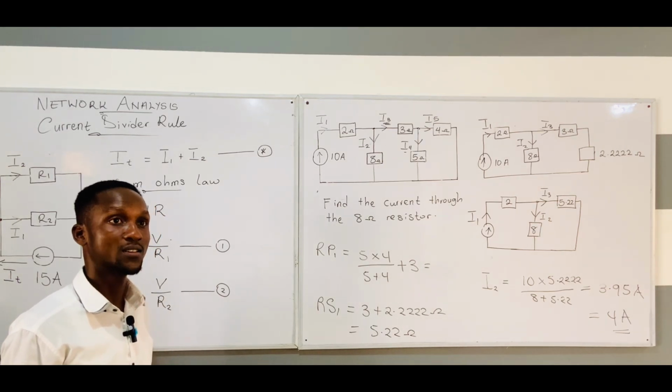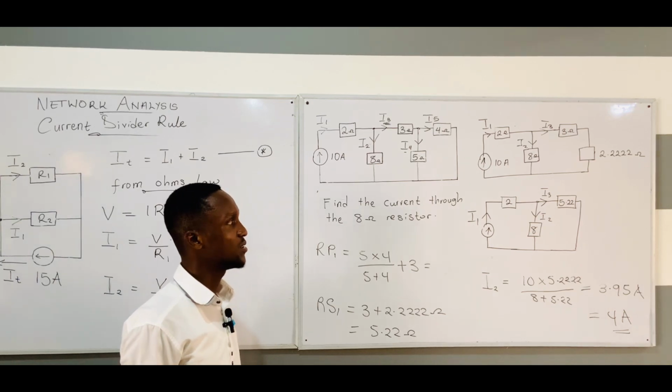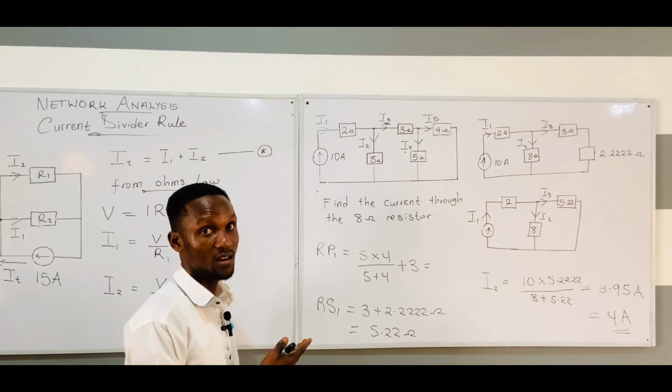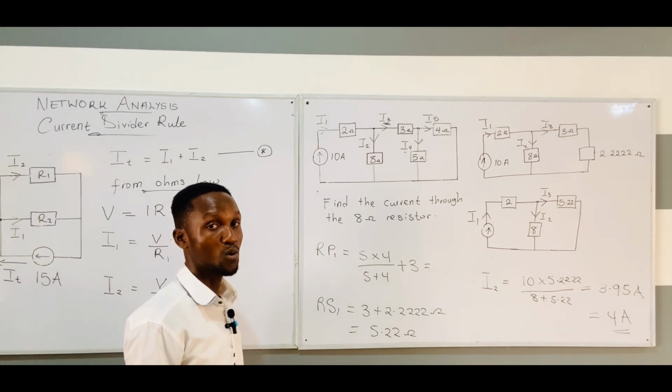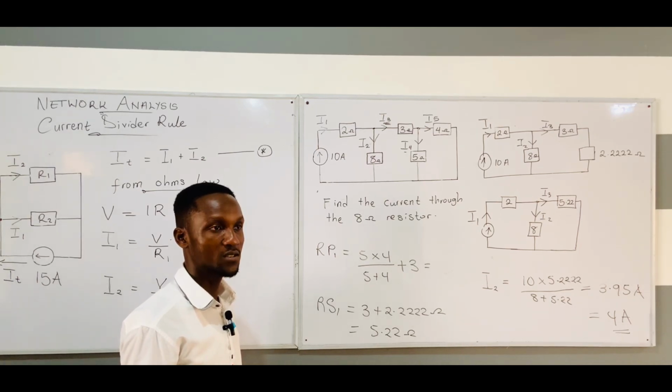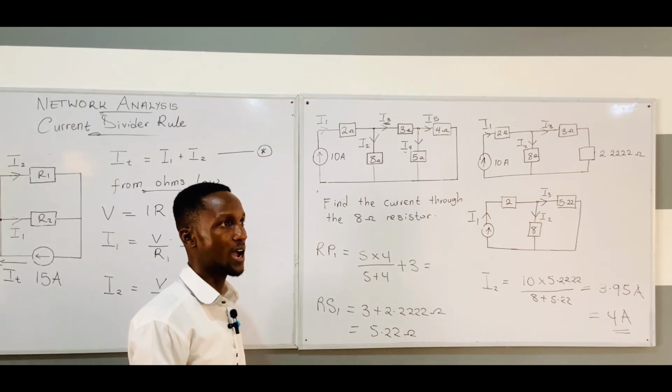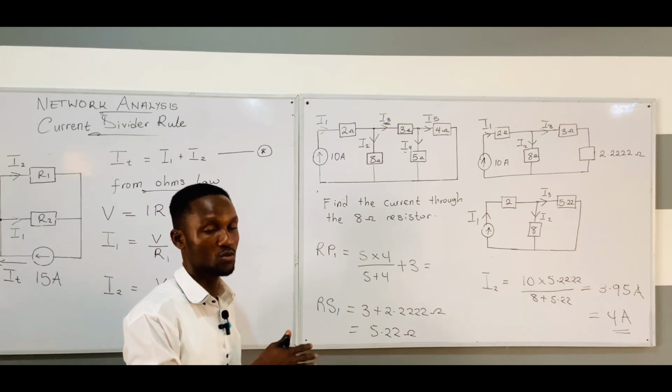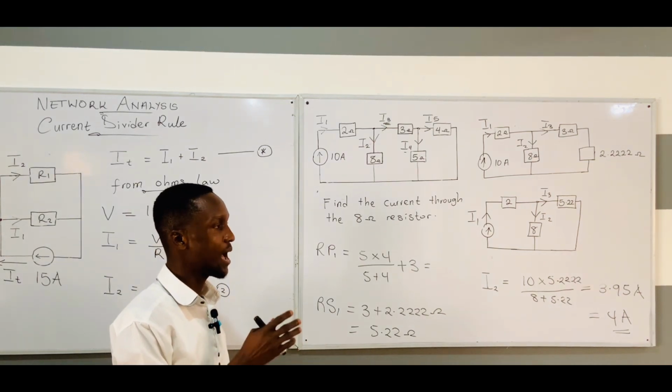Now, know that there are certain circuits where you can't apply the current divider rule. You have to use other ways because the circuit is too complex. So that is why we have what we call nodal analysis, mesh analysis, Thevenin's theorem, and also the superposition theorem. I'm going to talk about all of these topics as we progress.